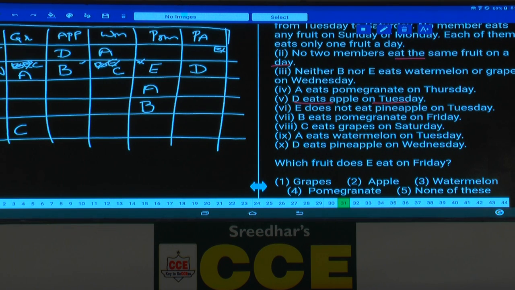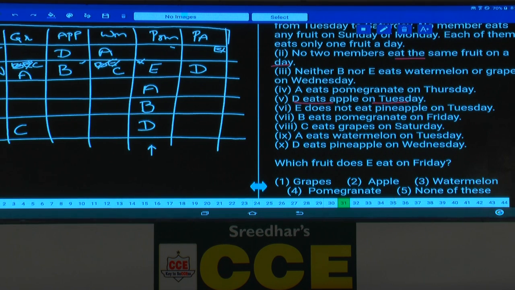Now in this pomegranate row, E, A and B were already done. Now we are left with D and C. Out of D and C, can D eat a pomegranate on Tuesday? No, because D already eats apple on Tuesday, hence he cannot eat the second fruit on Tuesday. Hence D cannot be repeated here, hence D must be here.